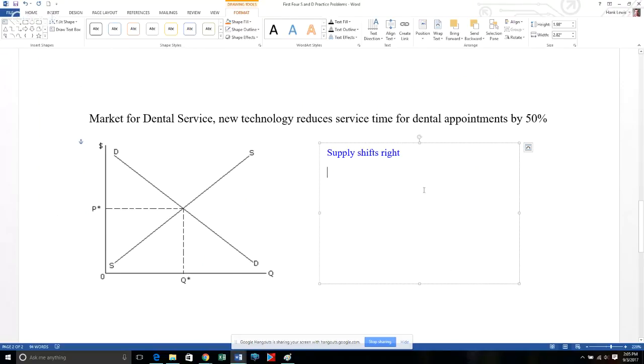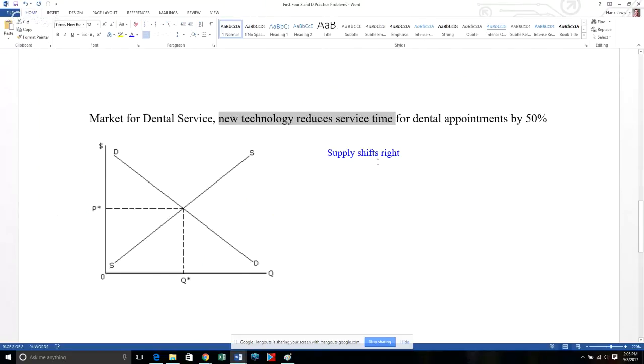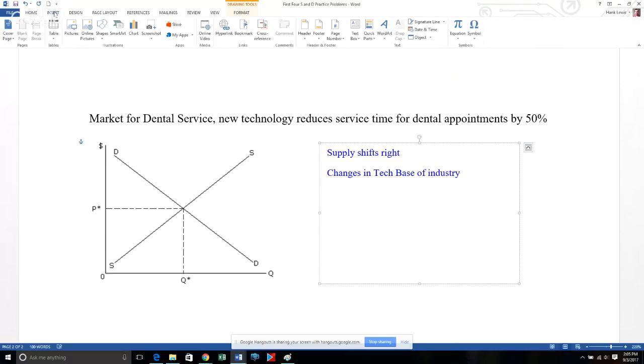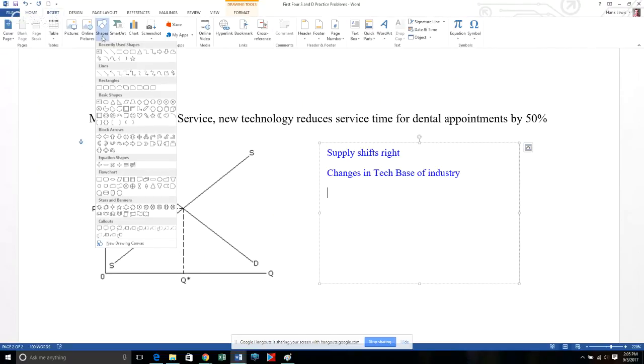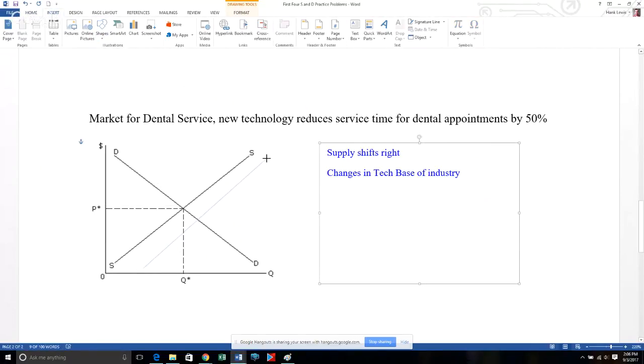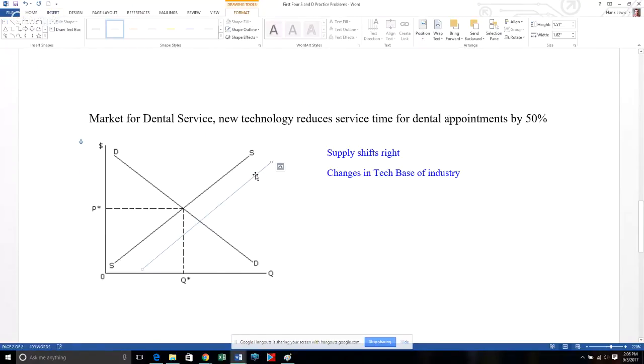Remember, the increased direction is always right. Now notice it says new technology is reducing service time. Technology that is used by producers is called the technological base of the industry. So you can write changes in the tech base of the industry. When technology improves, there's more production enabled, supply shifts to the right. Okay. Now let's go ahead and we're going to put the position of the new supply curve. We'll label it at the end here after we get the rest of our information. But right now I just want to have it here so we can see where we're going with this.